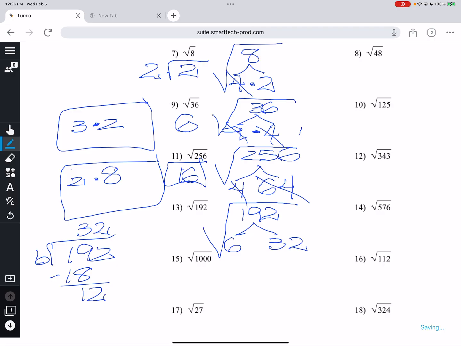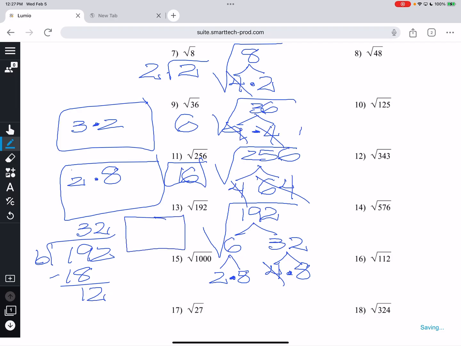So 6 and 32, are either of those perfect squares? No. 6 breaks down into what? 2 times 3. What about 32? 4 times 8. Anything perfect yet? 4. It comes out as a 2.